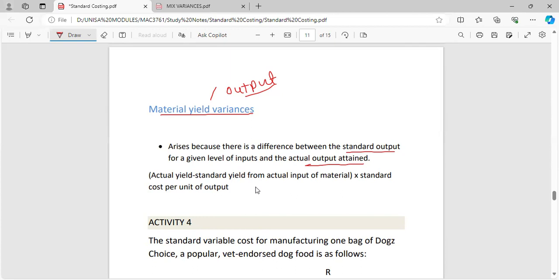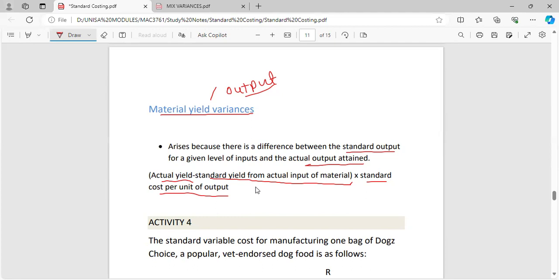So now the adjustment that we are going to do is a situation where we're going to use 2 or more materials to make a particular product, right? So that's the formula here: actual yield minus standard yield from actual input of material, times standard cost per unit. So that's how you calculate your material yield variance.